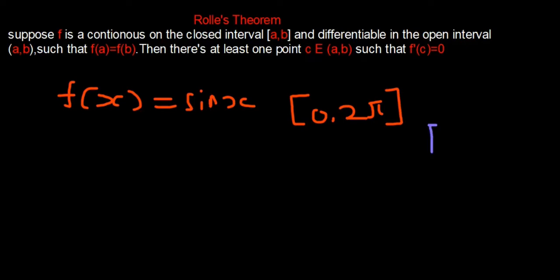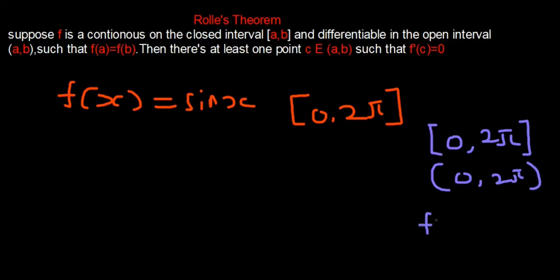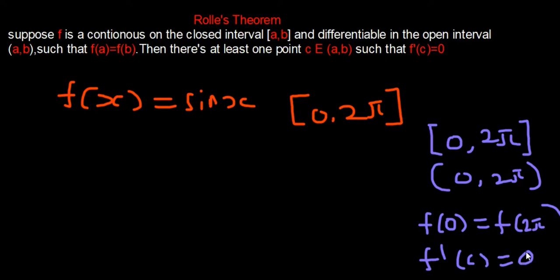So the conditions will be that, first of all, the function should be continuous on this closed interval. Then it should be differentiable at every point in the open interval 0 to 2 pi. And then also f of 0 should be equal to f of 2 pi. So if all these three conditions hold, then you can go ahead and find our C value. Okay, so let's check.